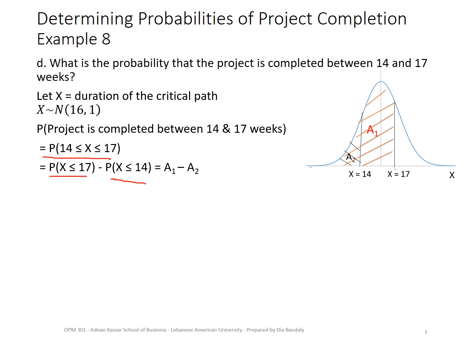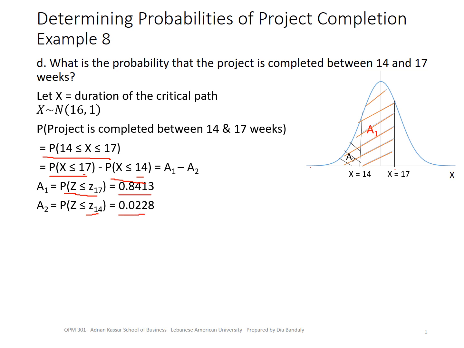Now we learned how to do that from the previous two slides. If I want to find the area for a certain x, then I find the value of z corresponding to this x. So I will find A1 as P of z less or equal than z17, which is 0.8413. We found it in the previous slides. And A2, we can get from z14. You find that z14 equals 14 minus mu over sigma, which is minus 2, and this is how we found that one. I don't need to repeat it because we did it before.